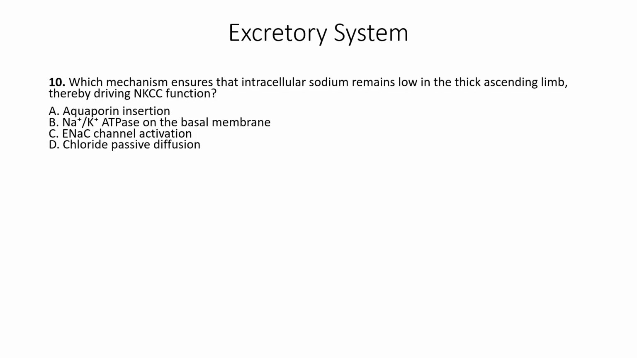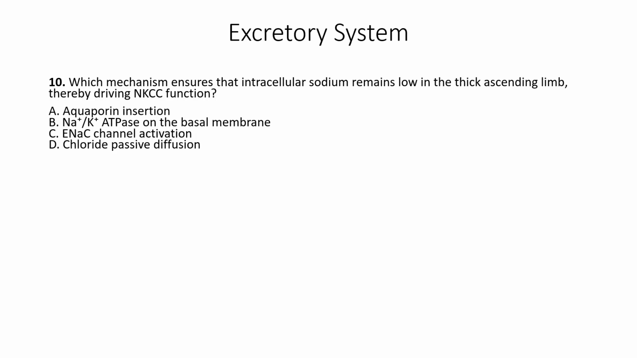So it's a good guess, right? But essentially, we want to maintain certain electrochemical gradients across these cells, right? So intracellular sodium needs to remain low, and that is what drives the function of a secondary active transport mechanism like NKCC, right? And the basal membrane here contains the sodium potassium pump.